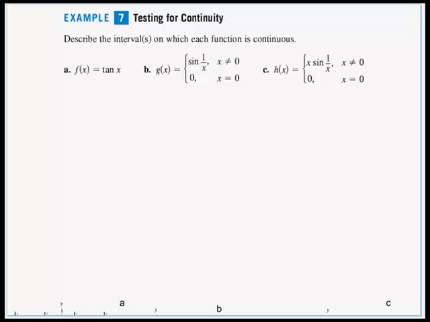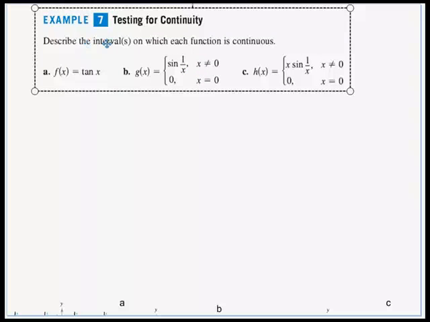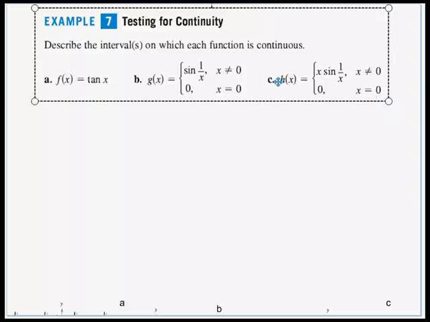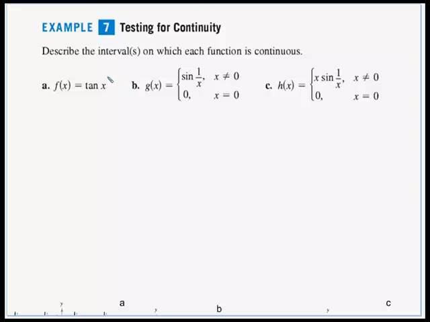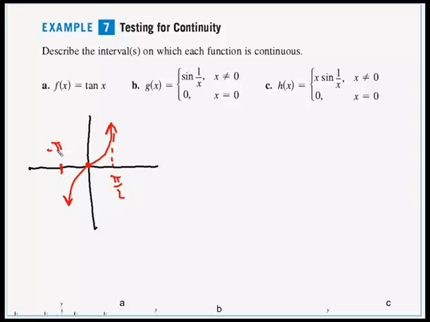So in example 7 here, we're going to test for continuity or describe the intervals on which these functions are continuous. Now the first one is just the simple tan function, the tan of x. And if we remember our pre-calc, our basic graph shapes, remember that tangent, of course, goes through the origin, and it goes up to the right, down to the left, and our first asymptote occurs at half pi, and our first one on the left-hand side would occur at negative half pi, and the period of that function is pi.